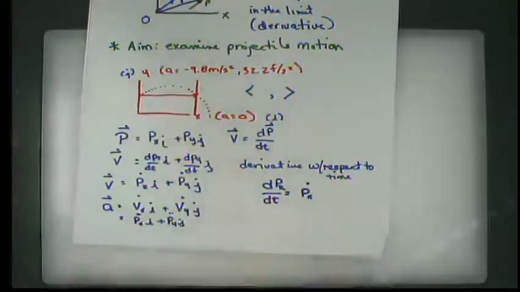So functionally, that changes absolutely nothing. It still means exactly the same thing. V sub x dot just means dvx/dt, and double dot just means the second derivative of the component of position in the x direction with respect to time. So it means exactly the same thing, just a different way to look at it.